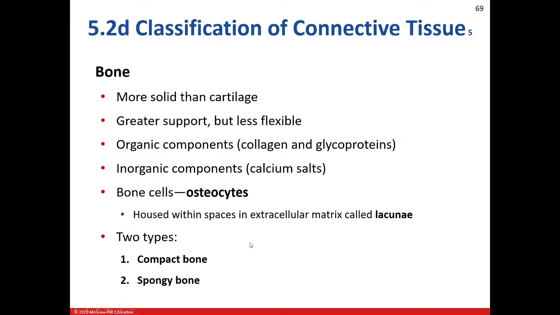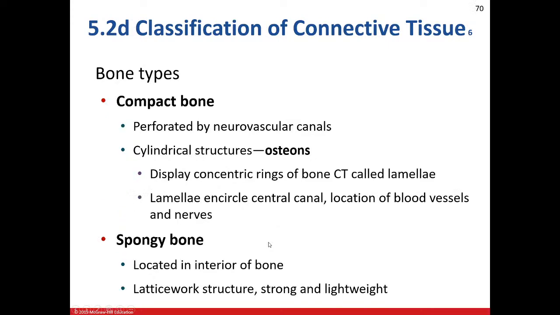So there are two types of bone, compact bone and spongy bone. Compact bone is of course going to be more compact, it's stronger, and it's perforated by canals that allow blood vessels and nerve cells to pass through. And it's arranged in a cylindrical structure called an osteon, which is made up of concentric rings of bone. The spongy bone is located in the interior of the bone, and it forms a latticework structure, which is strong and lightweight.